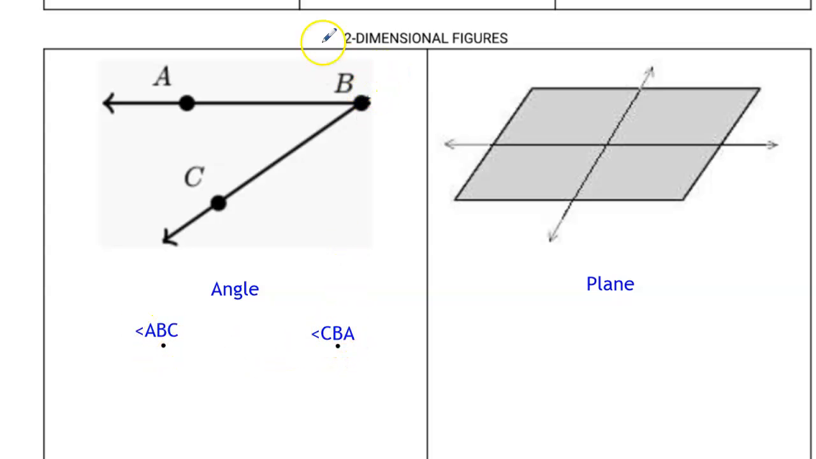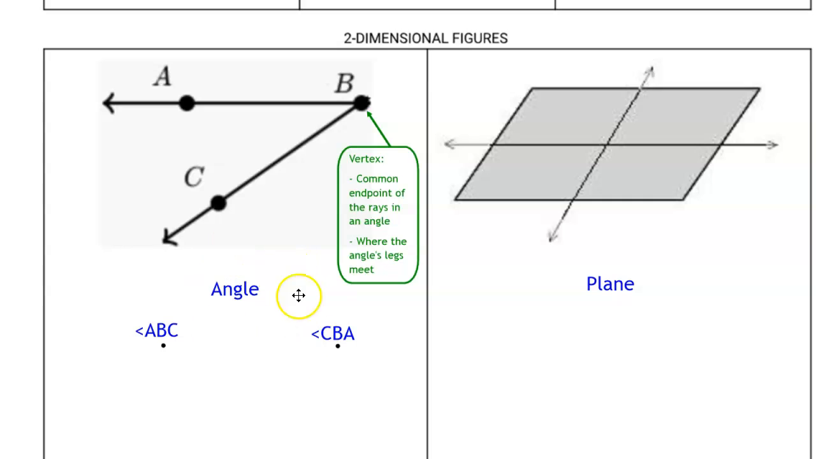That point is known as the vertex. As long as you name an angle with that middle letter, that middle point being the vertex of the angle, you've done it correctly. Doesn't matter in which direction you travel from one side of the angle to the other.